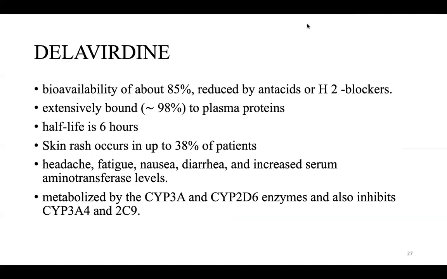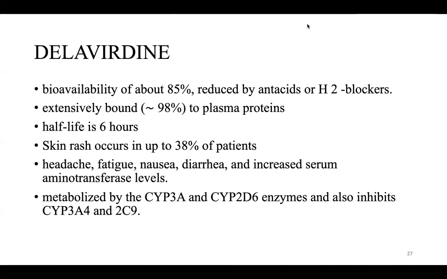Delavirdine has an oral bioavailability of about 85%, but this is reduced by antacids or blockers of H2 receptors. It's extensively bound, near 98%, to plasma protein and has correspondingly low cerebrospinal fluid levels. Serum half-life is 6 hours.